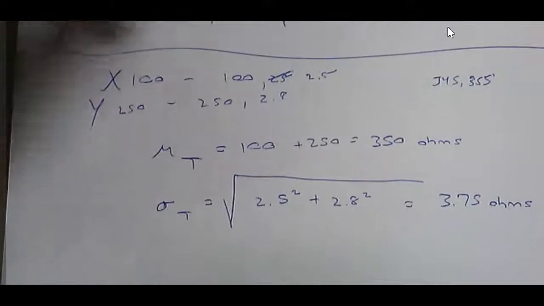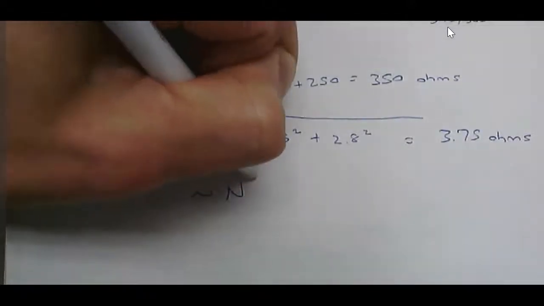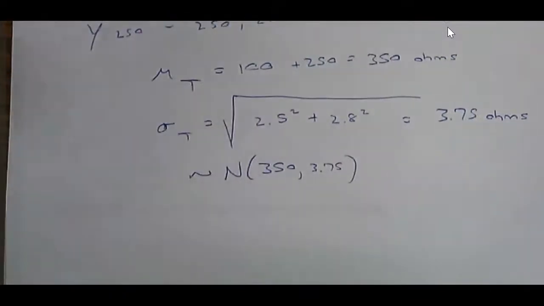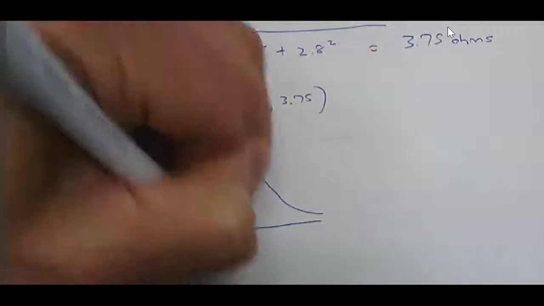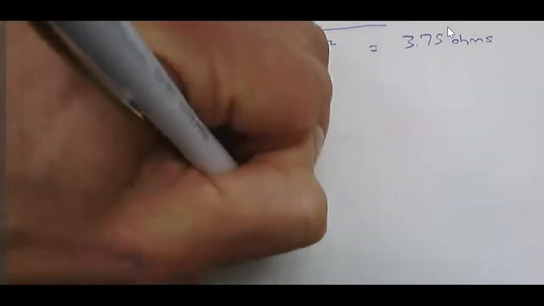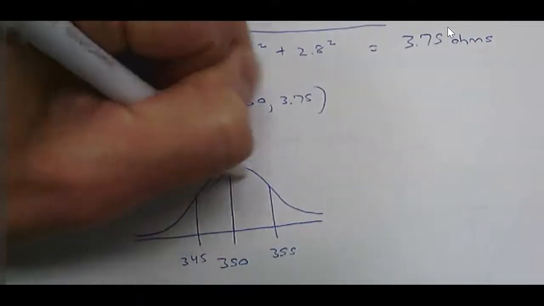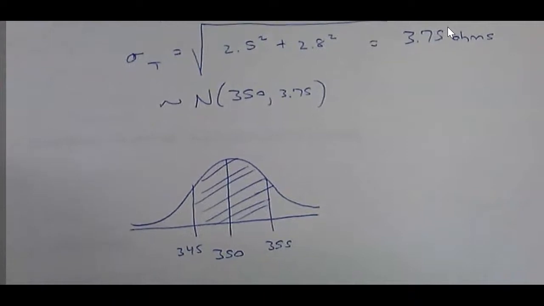Okay, then I want to know what's the probability it's between 345 and 355. So now I have a normal distribution with a mean of 350 and a standard deviation of approximately 3.75. What I would do is calculate a couple of z-scores. I'm not going to go through this whole process. There's the mean. Here's 355. Here's 345. I need the area between 345 and 355.